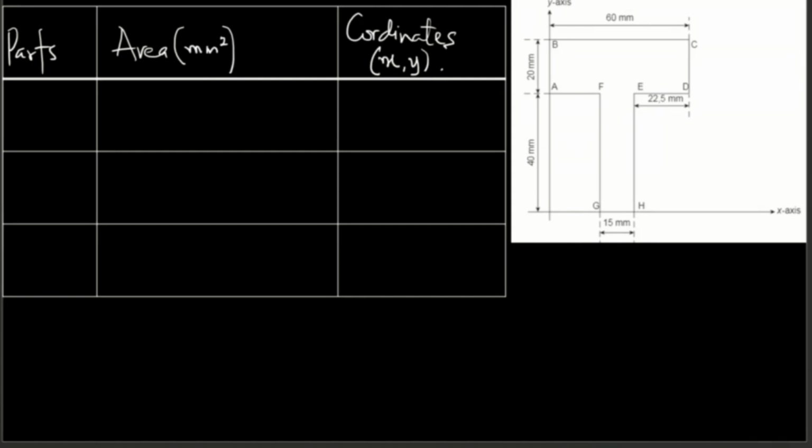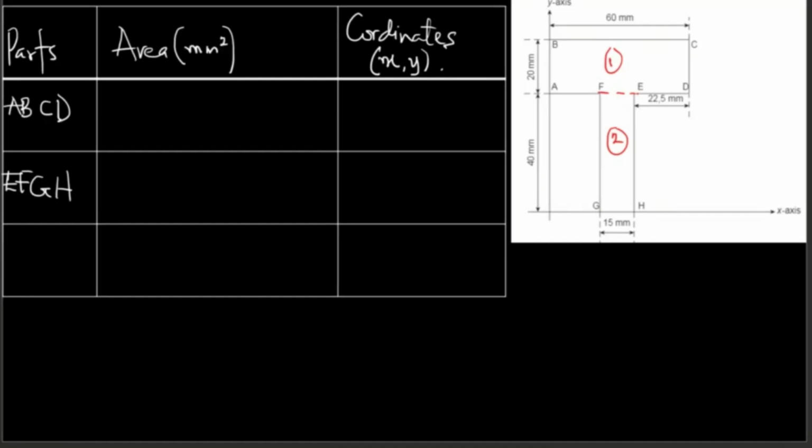If you look at this diagram here, we have two parts. We have A, B, C, D, right? A, B, C, D. Then there is another part there, which is E, F, G, H. This is the first part. This is the second part, E, F, G, H.